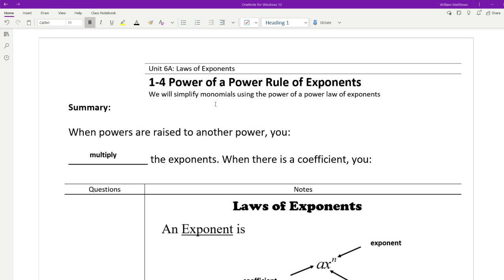Today we will continue our laws of exponents with the power of a power rule. When powers are raised to another power, you multiply the exponents. When there is a coefficient, you also raise that coefficient to the same power.